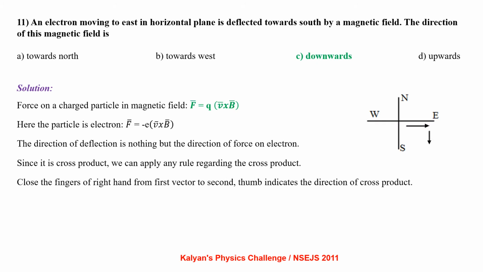An electron moving to the east in a horizontal plane is deflected towards the south by a magnetic field. The direction of this magnetic field is? Force acting on a charged particle in a magnetic field, F = q(v × B). Here the particle is an electron, so it is negatively charged. So the force will be in the opposite direction to the actual cross product direction. The direction of deflection is nothing but the direction of force on the electron. Since it is the cross product, we can apply any rule regarding cross product. Close the fingers of the right hand from the first vector to the second vector. The thumb indicates the direction of the cross product, which comes out to be the downward direction.